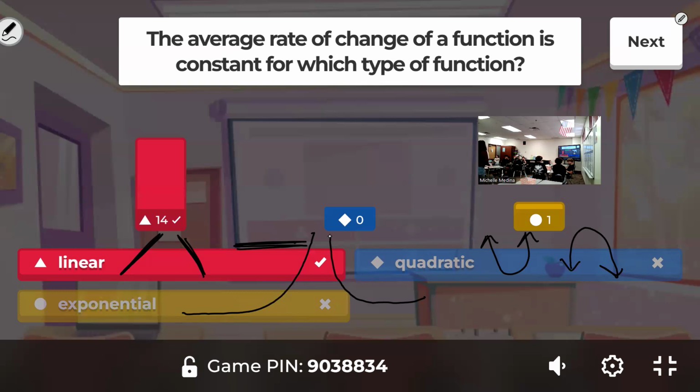Again, the note taking is not out. Make sure we're doing that as we go. Questions?